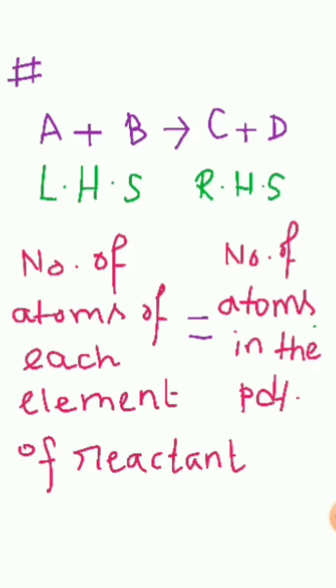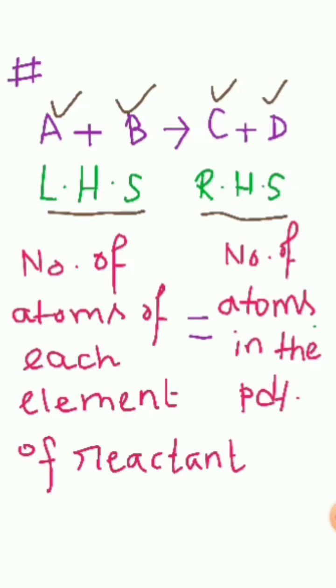Now we will learn how to balance chemical equations. Here we see A and B are reactants and C and D are products. The left hand side is the reactant side and the right hand side is the side of the products, right?